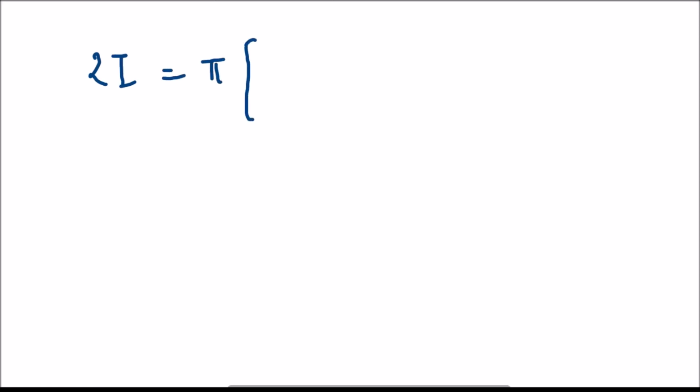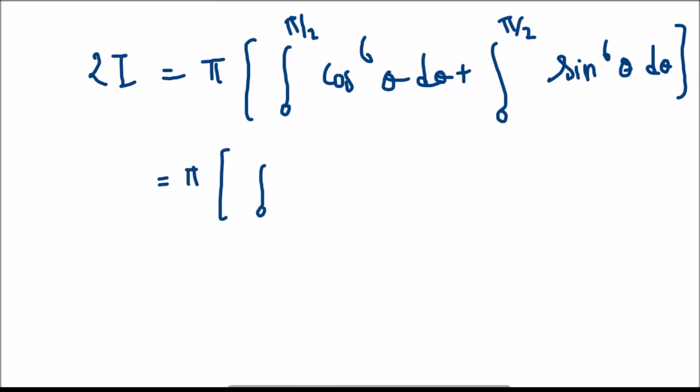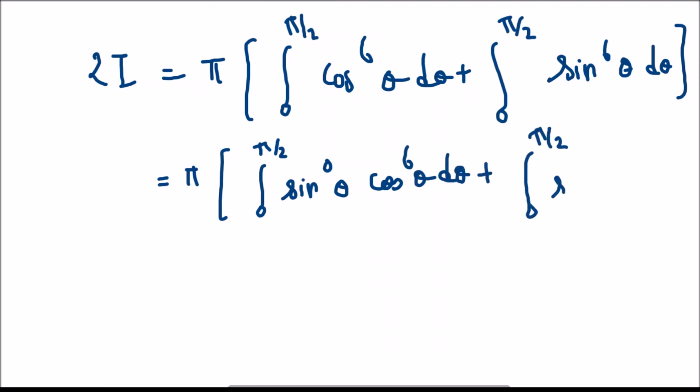2y equal to pi, integration 0 to pi by 2 cos raised to 6 theta d theta plus integration 0 to pi by 2. It was minus sine, but then again I'm taking the sixth power, so it is plus sine raised to 6 theta d theta. Cool. So now we can use the beta function. Here there is no sine term, so I can write this as sine raised to 0 theta, and this is cos raised to 6 theta d theta plus integration 0 to pi by 2 sine raised to 6 theta into cosine raised to 0 theta d theta.